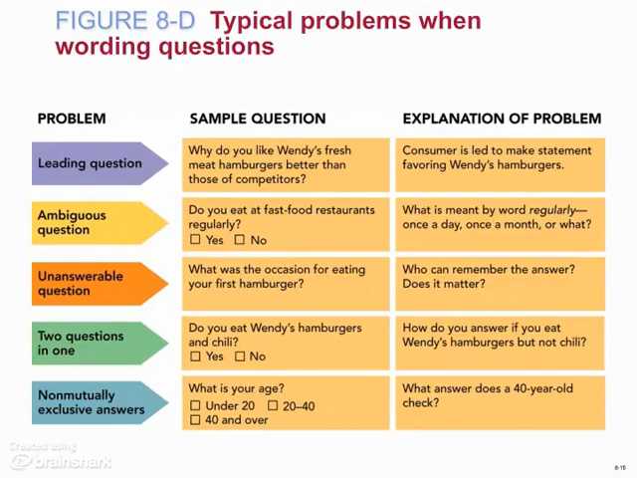Types of typical problem questions are things like leading questions, ambiguous questions, unanswerable questions, two questions in one, which can make it confusing, and non-exhaustive or non-mutually exclusive questions, which means there are issues with them. So if you take a look at the slide and view the problem, the sample question, and then the explanation of the problem, that will give you a better idea of some of the challenges that researchers face when they're wording questions that they have to watch out for.